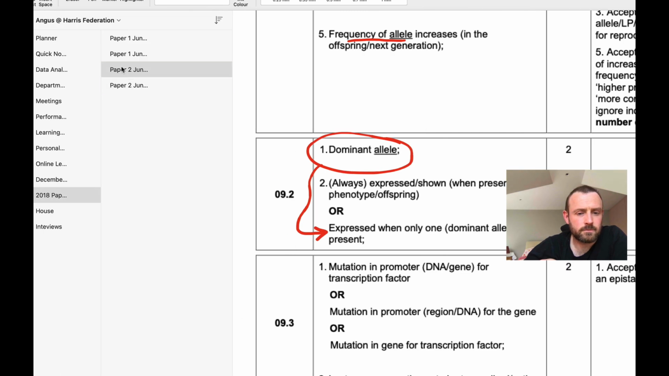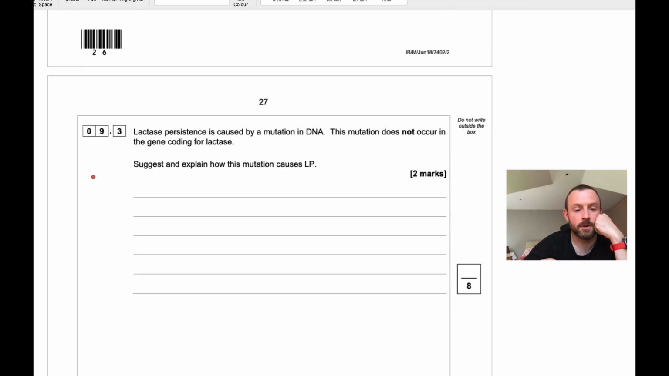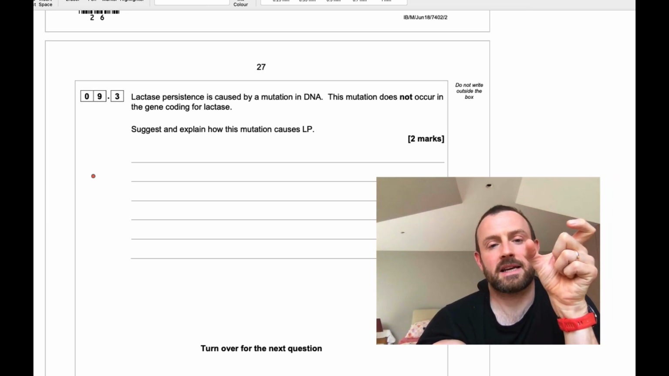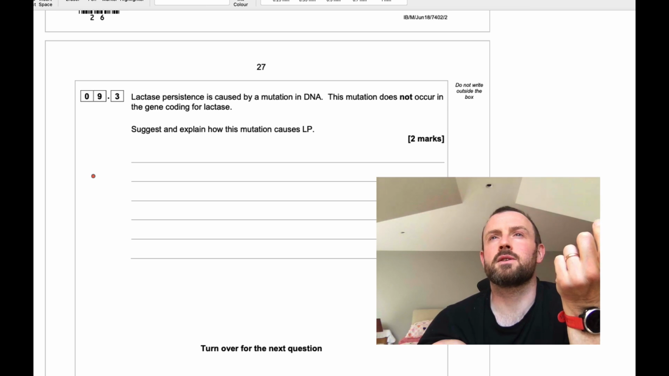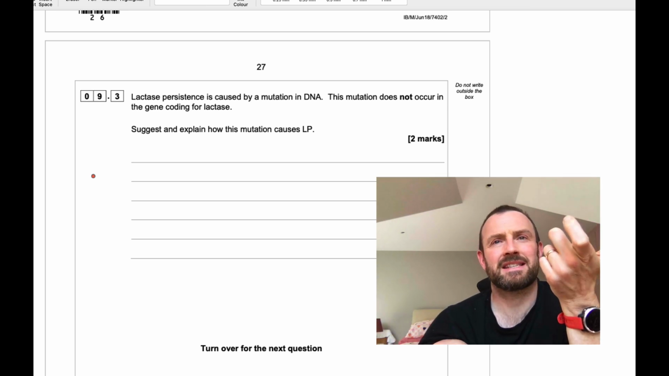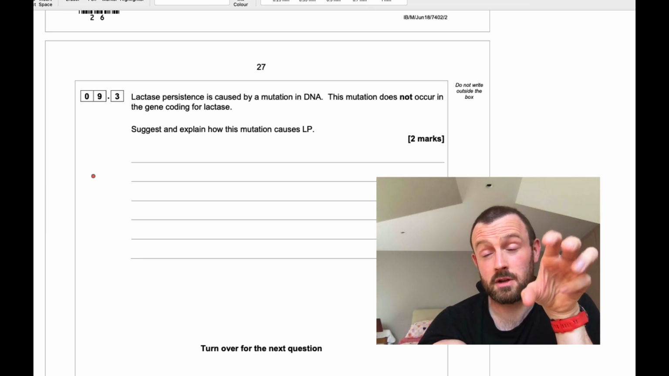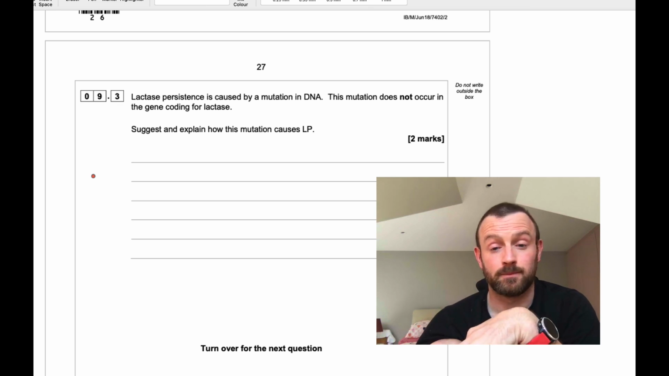Okay, on we go. 9.3. Lactase persistence is caused by mutation in DNA. This mutation does not occur in the gene coding for lactase. Okay, so the enzyme lactase is present in all humans, in all human babies. So it's not a mutation in the actual enzyme itself, it's a mutation in the promoter region that controls when the enzyme is made and when it's not made.